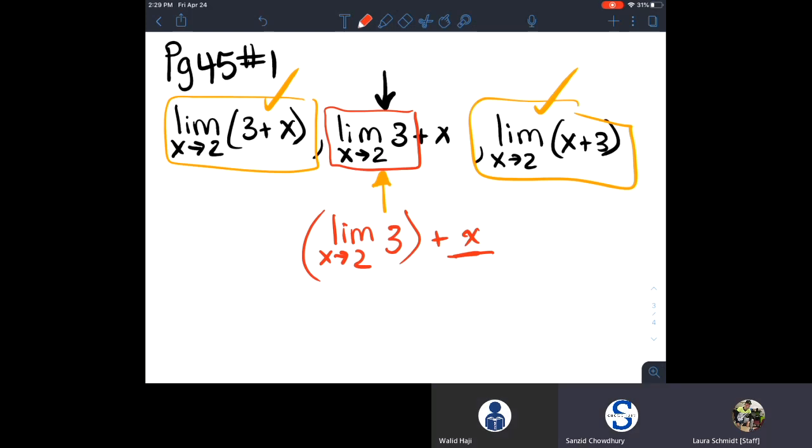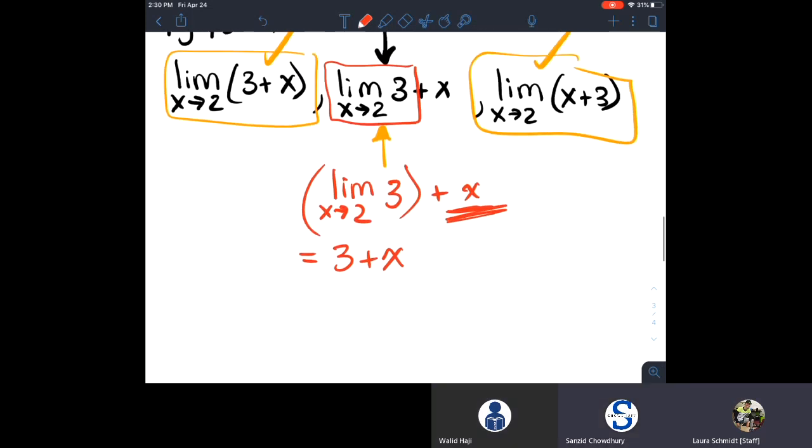Why can't you sub in 2 for that x then? Because they're just asking for the limit as x approaches 2 of 3, not of x. So it's like on its own sort of thing? Yeah. So this would be equal to the limit as x approaches 2 of 3, which is just 3. And then you would just write plus x because you don't even know what x is. Whereas in these ones, you could sub in 2 because they're asking for this whole limit. Like, what's the limit of this whole thing?